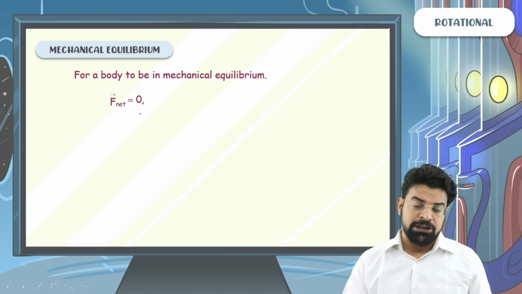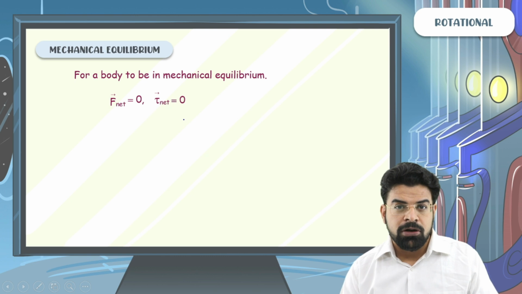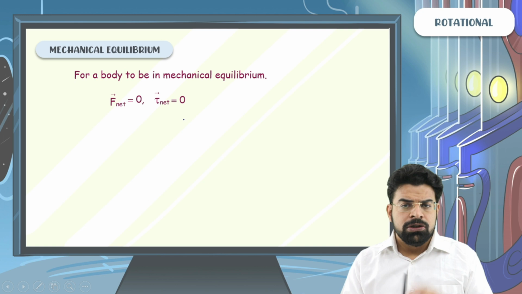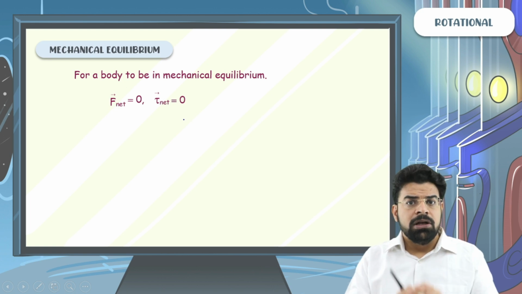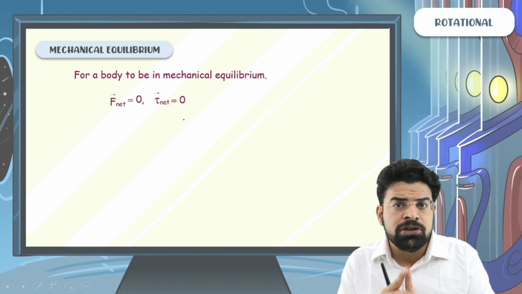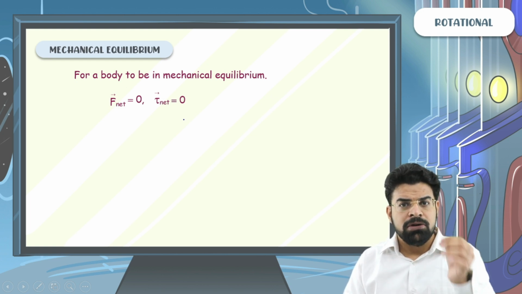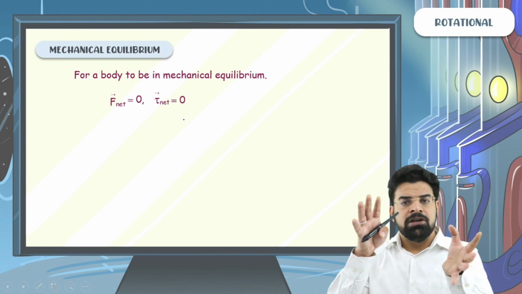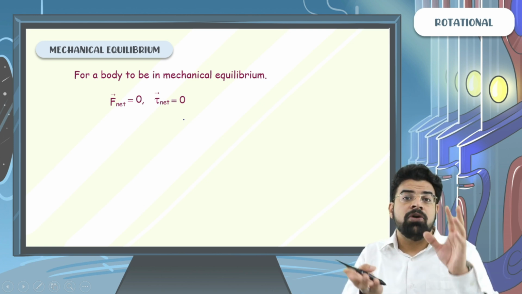The second condition is that the net torque acting on the body should also be zero. Now somebody might ask, sir, you define torque about a point. Yes. So when you say that for a body to be in mechanical equilibrium, about which point should the net torque be zero? The net torque on the body should be zero about all points in space. So you can write down the torque about any point in space and balance out the torque. The torque which is trying to turn the body clockwise has to be the same in magnitude as the torque which is trying to turn the body anti-clockwise.